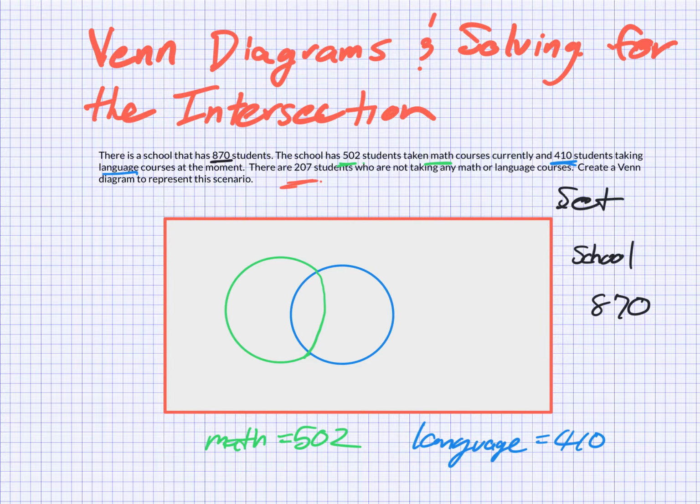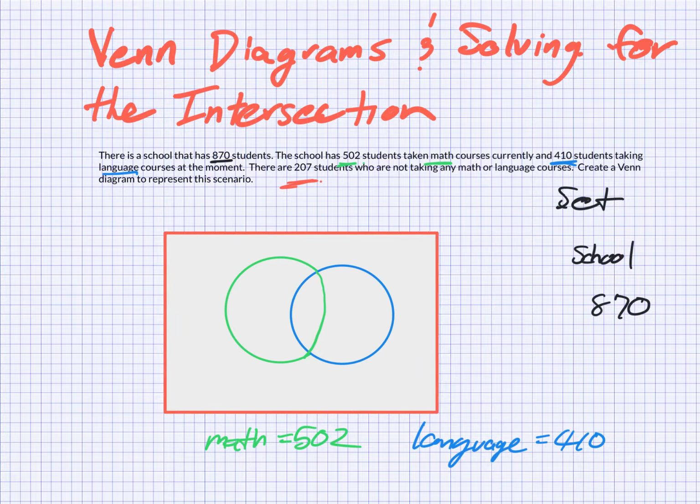Let me see, can I shrink this and try? Yeah, I can. I'm going to shrink this a little. Okay, be a little more representative of what we got here. So there are 207 students who aren't taking anything. There we go, 207. So they're outside of that. They're not taking math or language, we should say.